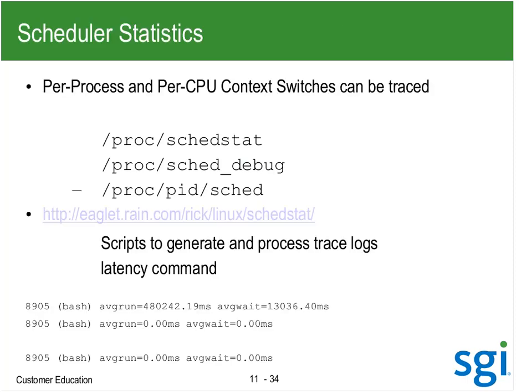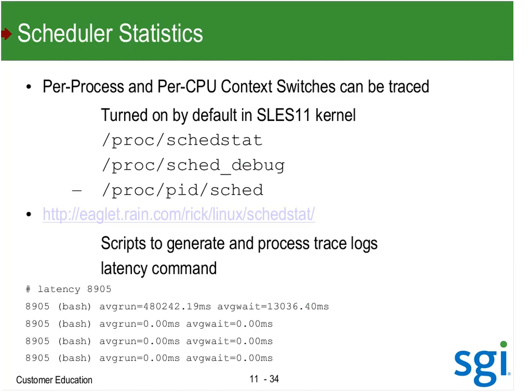So there is something called scheduler statistics available now, so we get per process and per CPU information, so we can see what's context switching. It gives us a proc sched stat, but in particular sched debug. And then each PID also has a sched file.